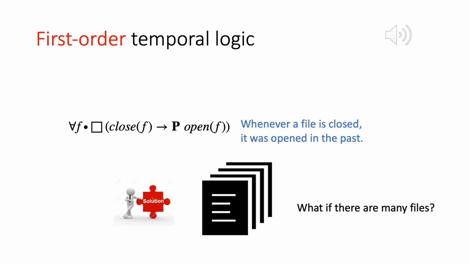The solution is to introduce a first-order logic allowing predicates over data and quantification over such. Here we express the more general property that for all files f, if we observe a close of file f, then we must have seen an open of f in the past.